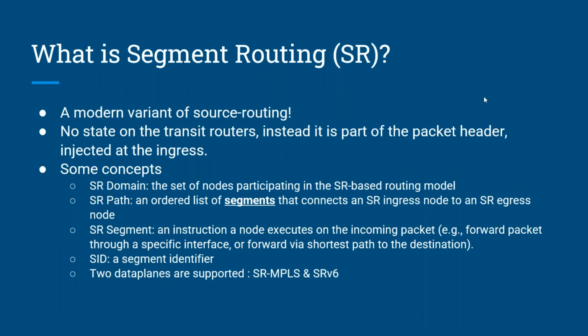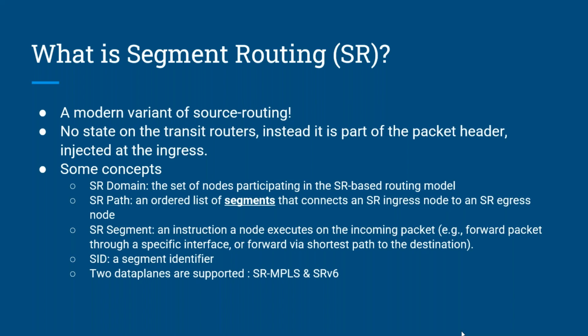So this is basically, as I said, a modern variant of source routing. Again, no state in the transit router. Everything is in the packet header itself. And this packet header is created at the edge of the network, that is at the source node, which is also the ingress. So basically, we have an SR domain. That is a set of nodes that are participating in the segment routing based routing model. That is your SR domain. Your SR path, the path that we were talking about putting in the packet itself, is basically an ordered list of segments that will lead us from the source node to the destination node, the ingress to egress.